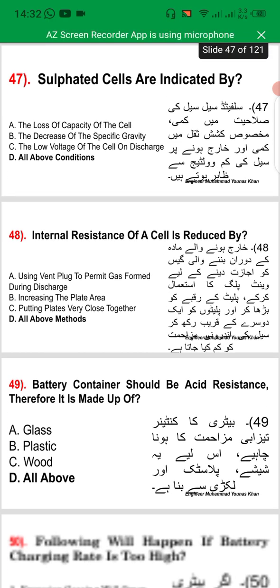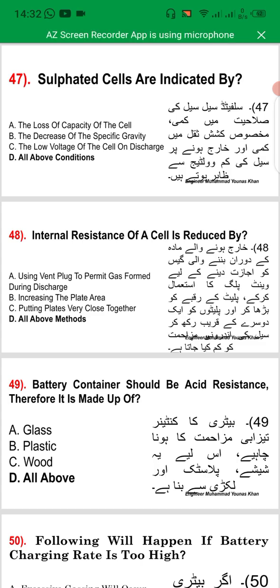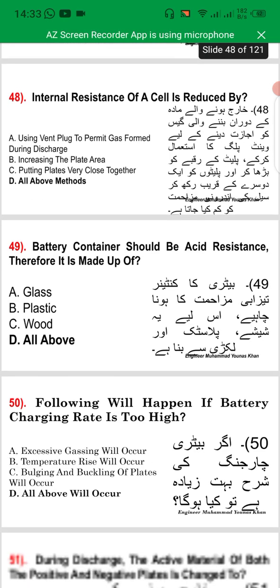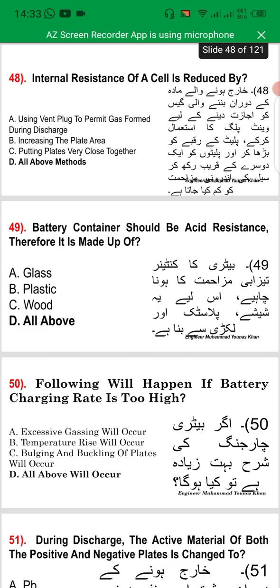Sulfated cells are indicated by the loss of capacity of the cell, the decrease of the specific gravity, the low voltage of the cell, and discharge condition. Internal resistance of a cell is reduced by using a vent plug to permit gas to form during discharge, increasing the plate area, putting plates very close together, all of the above methods.